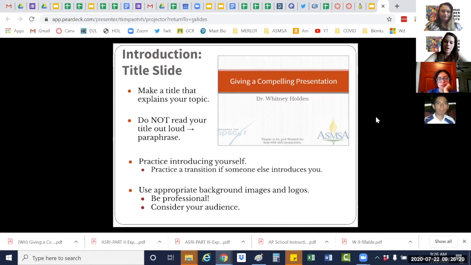Also, make sure you're using appropriate background images and logos, be professional, consider your audience. This means that if you're giving a presentation to a group that knows a lot about your topic already, for example, at a professional research conference, you might not need to spend as much time introducing, for example, the terms that are in your title. Whereas if you are teaching a group that isn't going to know much about your topic to begin with, you might have to explain antimicrobial peptides. Those are just the peptides in the skin that are antimicrobial.